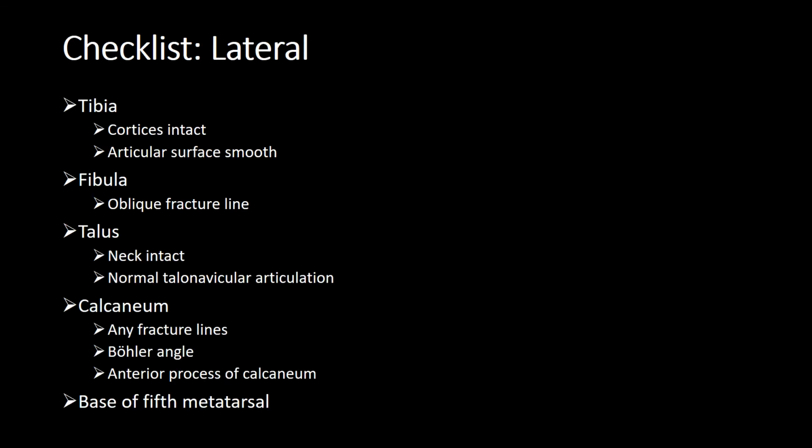The checklist that you should carry out on your lateral view is of the tibia. You want to make sure the cortices are intact. You want to make sure the articular surface is smooth. On your fibula, check for any oblique fracture lines that you might miss. What about the talus? Is the neck intact? Do you have a normal talonavicular articulation? And on your calcaneum, check for any fracture lines. Is your volar angle reduced? And what about the anterior process of the calcaneum? Have you looked at it? And of course, always check the base of your fifth metatarsal.